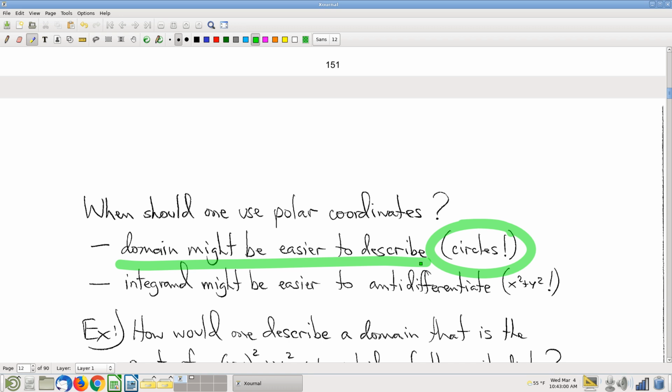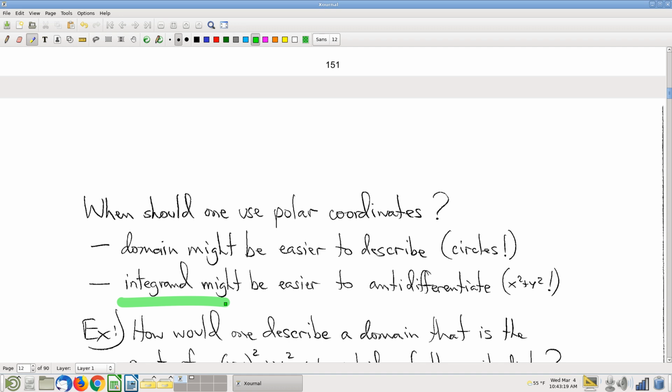And if there are circles in play, that's a strong hint that maybe, not necessarily, but maybe polar coordinates are the move. On the other hand, while the domain is usually the biggest problem, sometimes your integrand actually might look better in polar coordinates. These instances happen sometimes. But be on the lookout for x squared plus y squared. That simplifies nicely in polar coordinates. It becomes r squared.